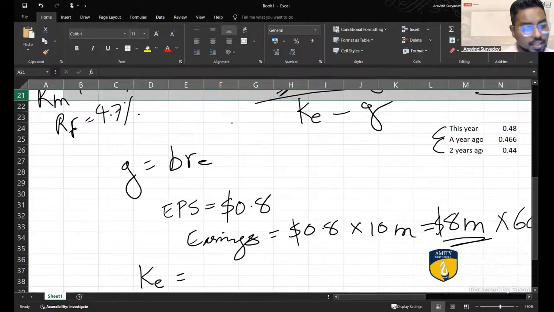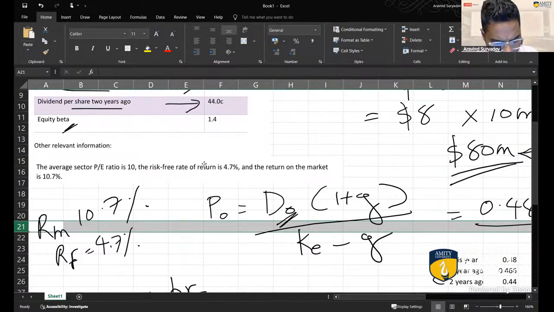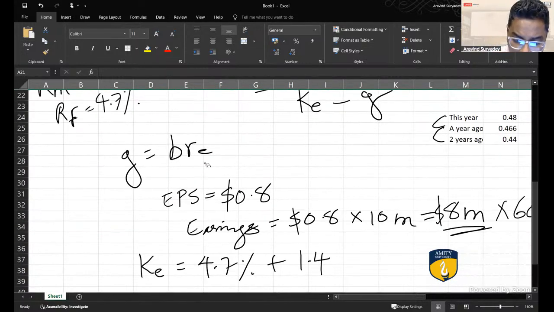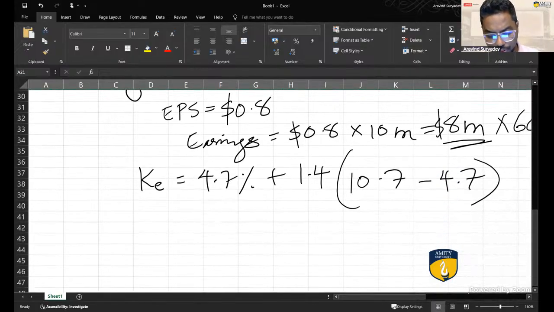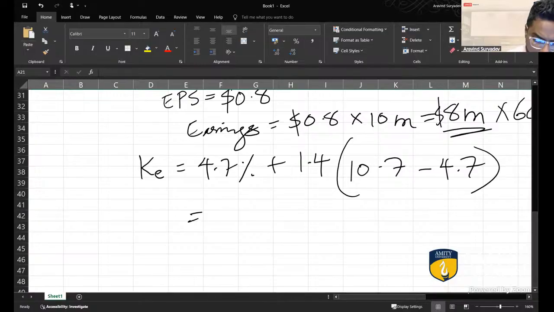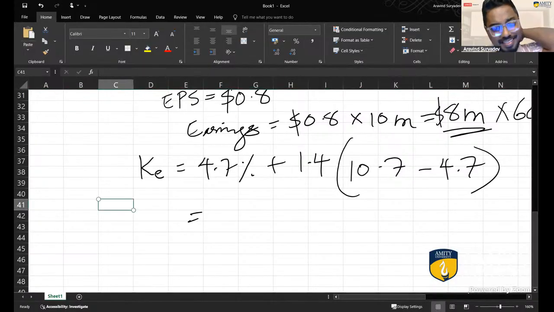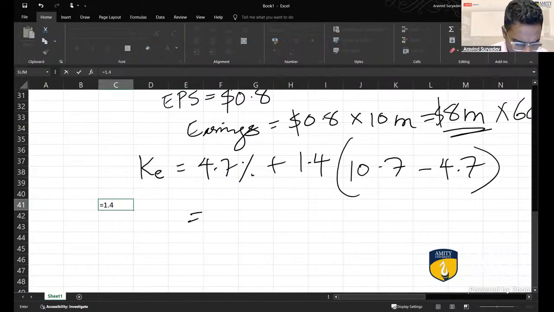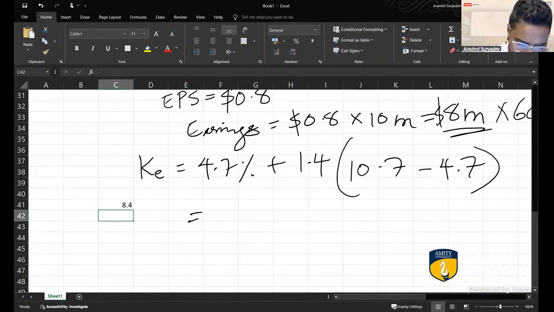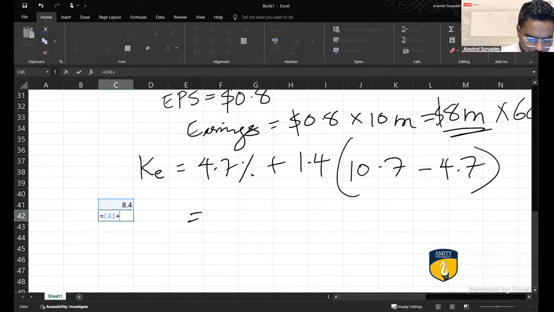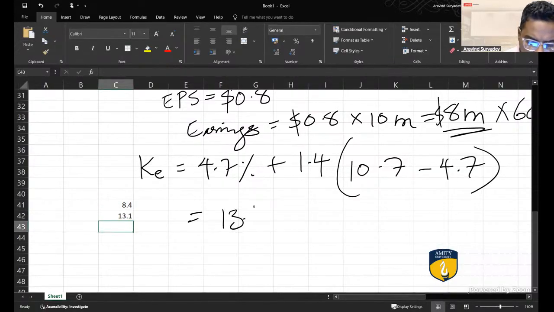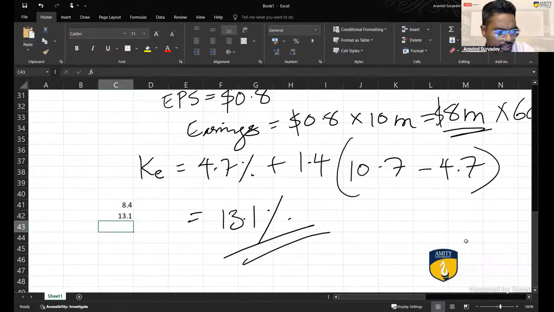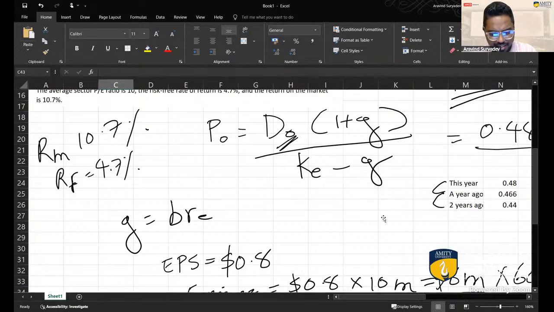So the cost of equity would be simply 4.7% plus the beta factor of 1.4 multiplied by 10.7 minus 4.7. Now, what do you get? That would be 6. So 1.4 multiplied by 6 should be 8.4. And 8.4 plus 4.7 gives me 13.1% as the cost of equity. Now, if the cost of equity is 13.1%, we can take it as 13%.